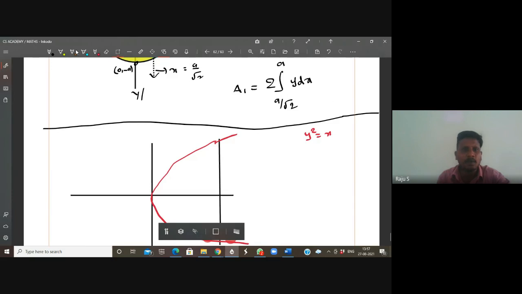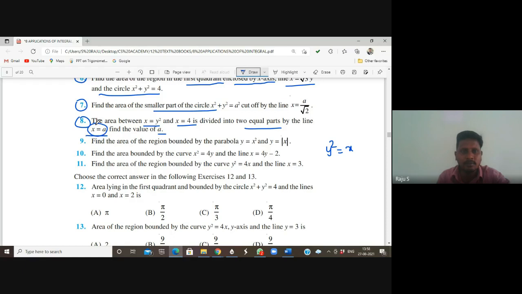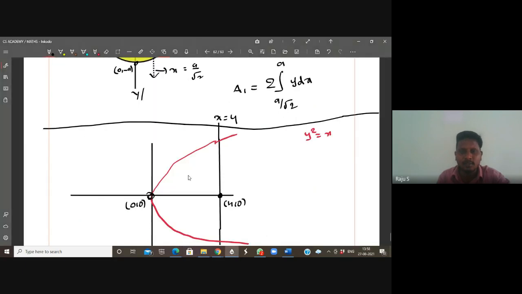This is the line x is equal to 4. The point becomes 4 comma 0. And there is a line x is equal to a. This line divides the parabola and the line into 2 equal parts. I'm taking this line x is equal to a. This is x is equal to 4, the line equation, and this is x is equal to a. The point on the x-axis is clearly a comma 0.